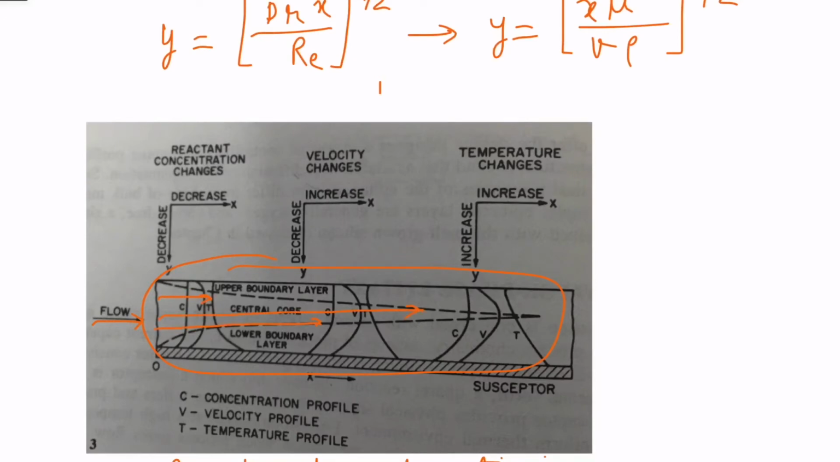This point is the susceptor, and the lower boundary layer will be created inside the reaction tube, and the upper boundary layer will form inside the reaction tube. We can see that just above the susceptor, the gas reactant velocity will be 0, and above this 0 velocity there must be some finite value of velocity. So the layer will form in this way in the upper and the lower side of the reaction tube.